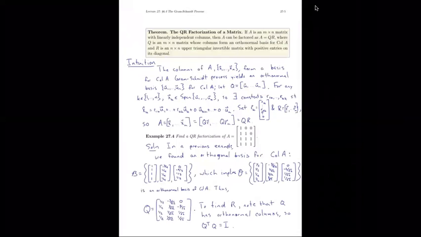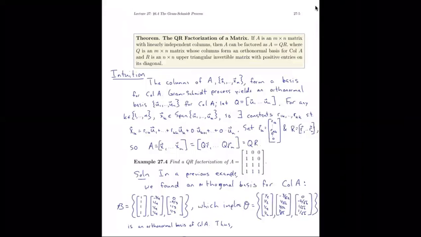Now let's apply this Gram-Schmidt idea and theorem to QR factorization of a matrix. We're going to use this QR factorization of a matrix in order to come up with a solution to, or at least a convenient way to solve, the least squares problems that we're going to see in section 6.5. So if A is an m by n matrix with linearly independent columns, then A can be factored as A equals Q times R.